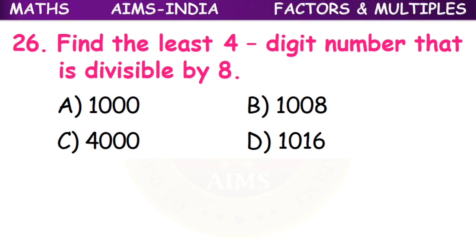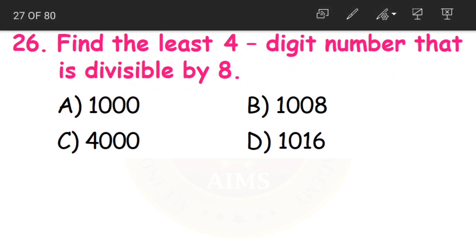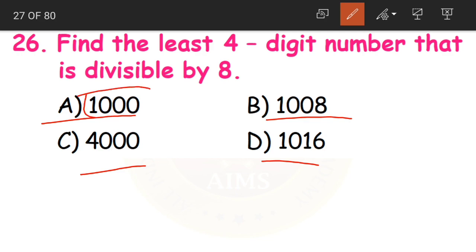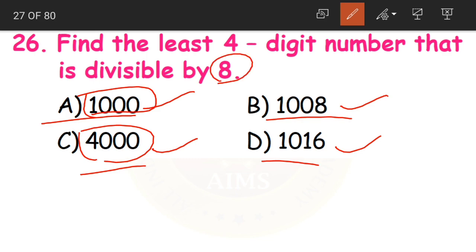Next, find the least 4-digit number that is divisible by 8. For this type of question, children, remember when they ask you to find the least 4-digit number divisible by 8, we have 4 options, yes or no? One way to solve is that you can take each number, 1000, 1008, 4000 and 1016, divide each of them by 8 and see which is exactly divisible by 8.